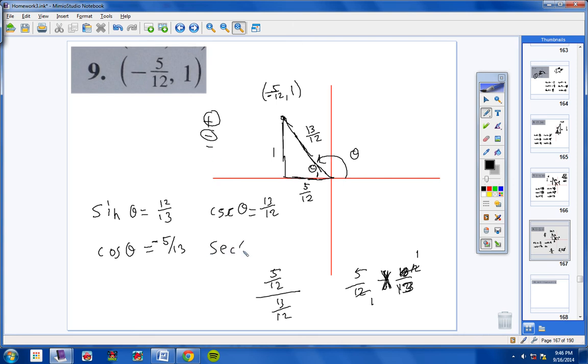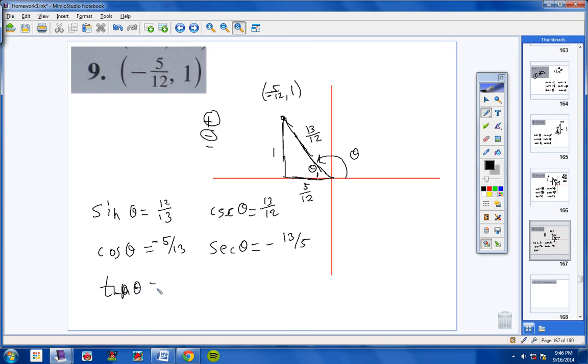reciprocal function is secant, so secant of theta will be negative 13/5. Okay, and let's continue on, students. All right, taking a look at tangent. Tangent of theta, oops, that should be an n. Tangent of theta would be opposite over adjacent, so 1 over 5/12, and of course 1 divided by 5/12 would be 12/5. You can work that out on your own later if you have time. So 12/5, which would be negative, of course, because of this negative sign right here. And so the tangent of theta is negative 12/5, and the cotangent of theta, the reciprocal function for tangent, would be negative 5/12. Okay, hope that helps.